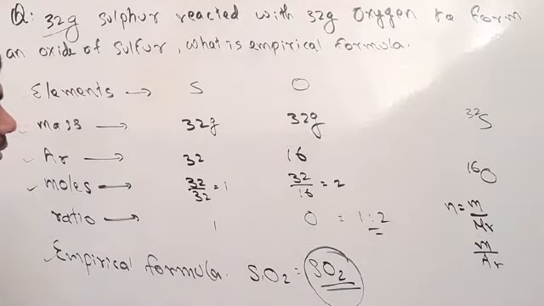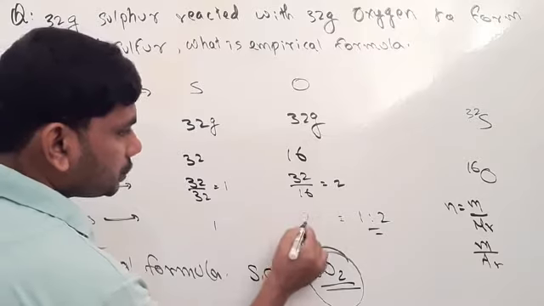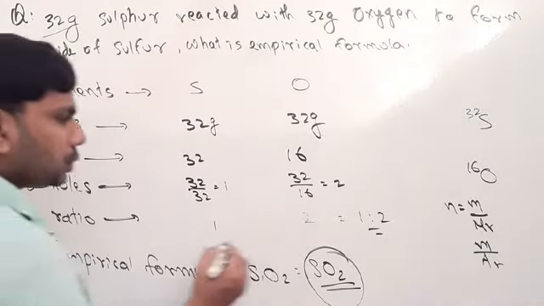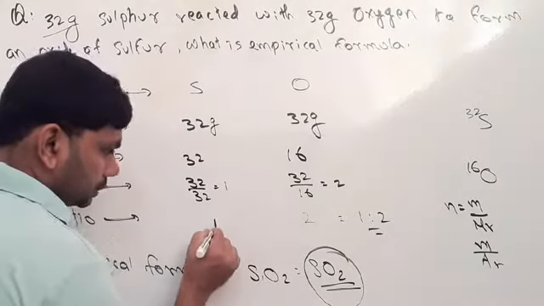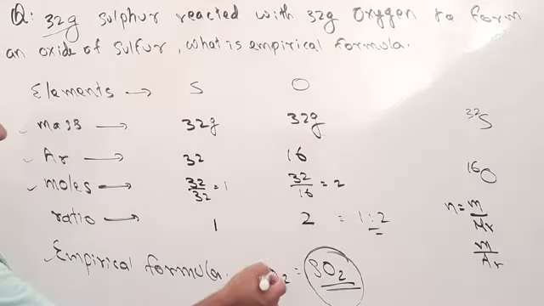Here sulfur is 1 and oxygen is 2. So 1:2 is the ratio. Using the ratio, 1 sulfur and 2 oxygen, we get SO2. This is the empirical formula.